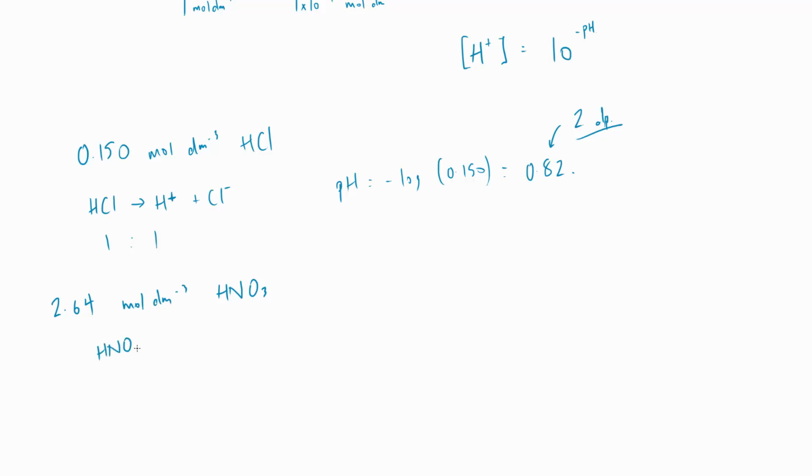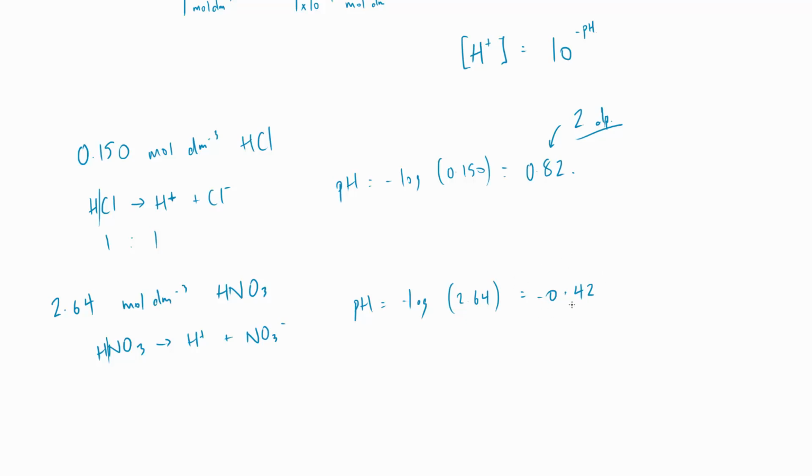Again, dissociation: HNO3 to H+ and NO3-. So same thing as before, it's 1 to 1. The giveaway here is the fact that we've got only one H splitting off. Same thing, the concentration was 2.64, meaning this is going to have a concentration of 2.64 as well. So pH is minus log of 2.64, and we get an answer of, this time, minus 0.42.